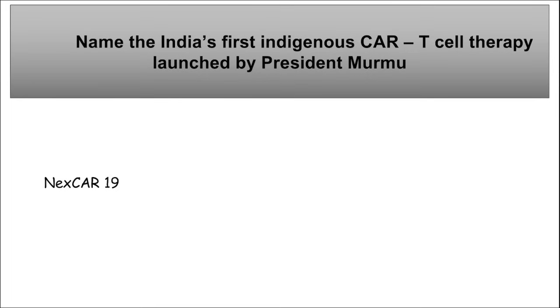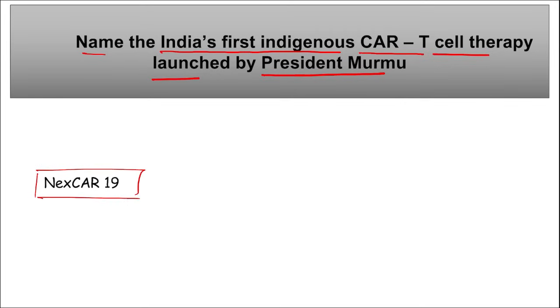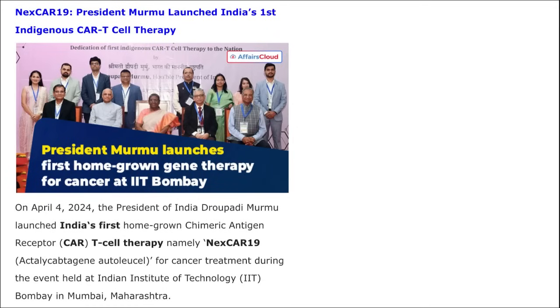Let's start. First question is, name India's first indigenous CAR T cell therapy that was launched by President of India Draupadi Murmu ma'am. The name of this new first indigenous CAR T cell therapy is NextCAR 19, right? What does CAR T stand for? Let's look at it. This stands for chimeric antigen receptor T cell therapy, that was named NextCAR 19.